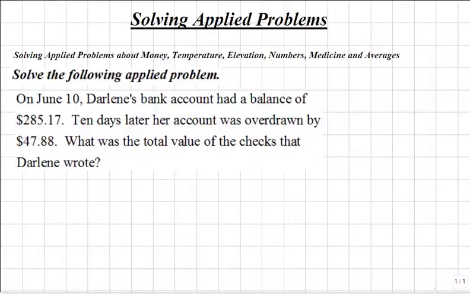Let's solve the following applied problem. On June 10th, Darlene's bank account had a balance of $285.17. 10 days later, her account was overdrawn by $47.88. What was the total value of checks that Darlene wrote?